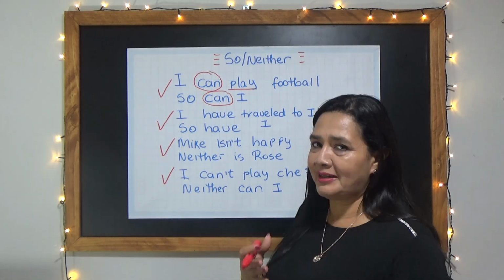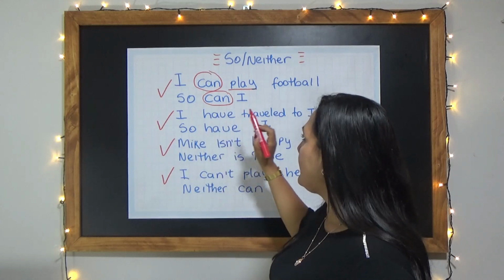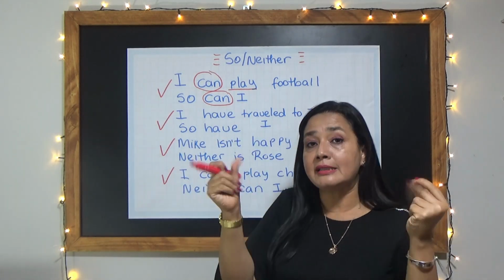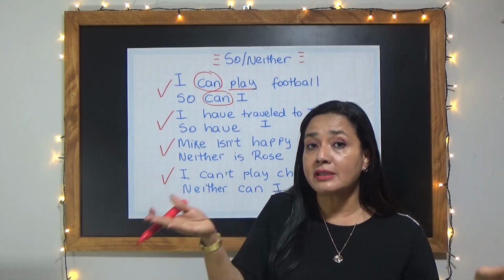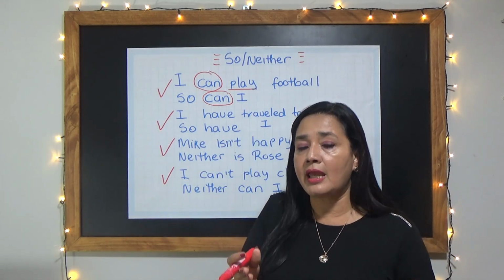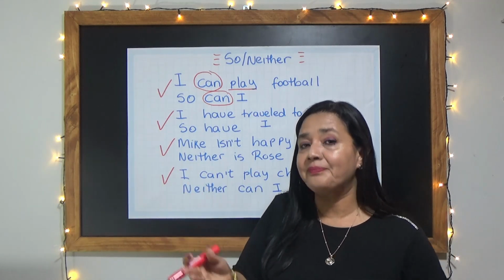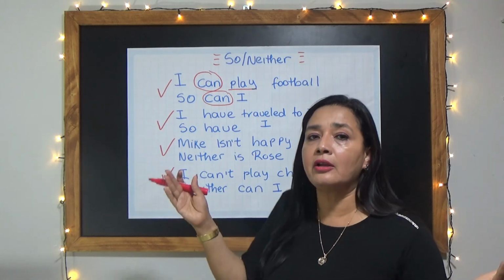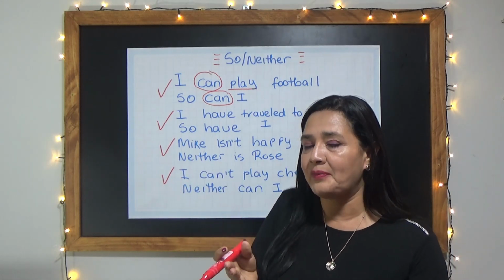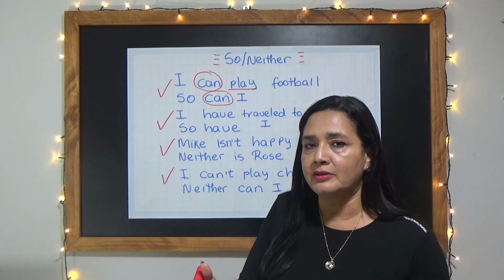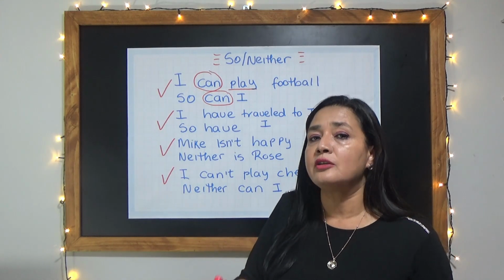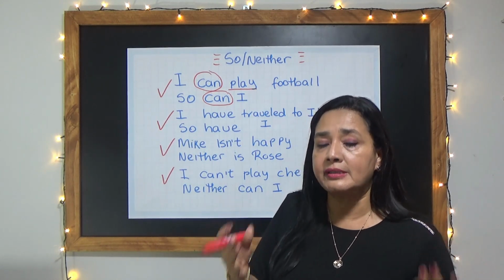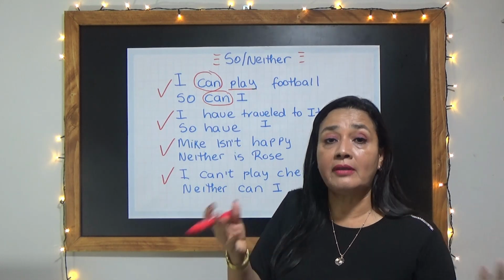Let's think about something else you can do. I can, for example, snap my fingers. If you can snap your fingers, what can you say to the conversation? You can say, so can I. Right? I can play the violin. What can you say? If you want to add something to the conversation, you can say, so can I. So we use can a lot with so. We can also use it with neither.